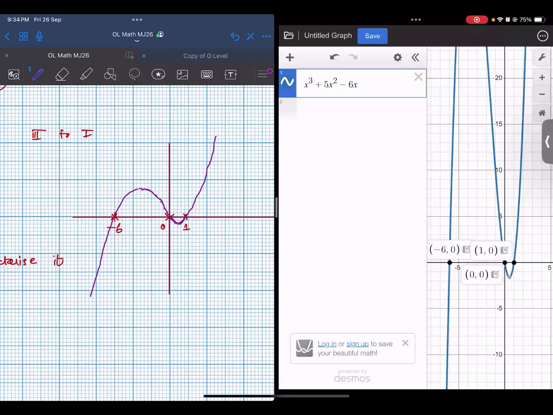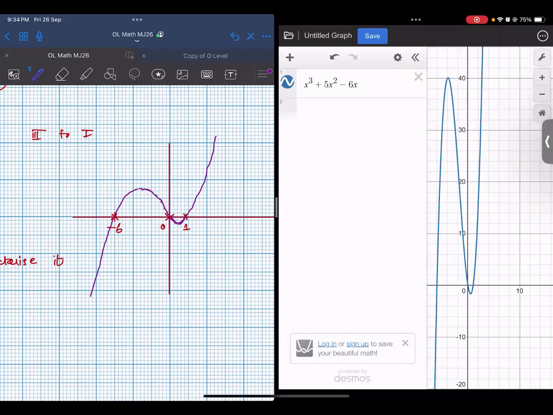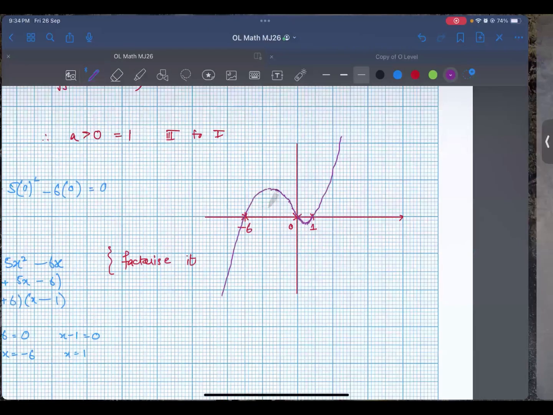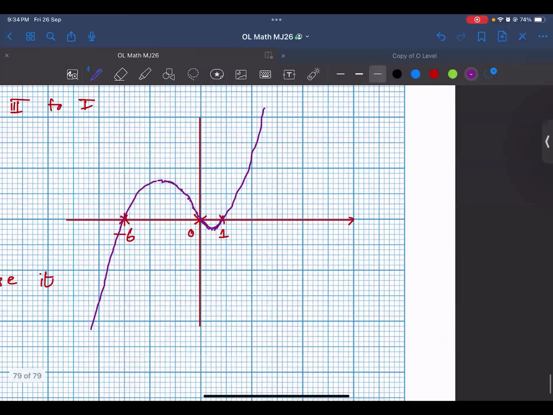So we found the 3 intercepts and the turning points. I will show you. This point is a turning point and this point is a turning point. The IGCSE students may be asked to find these turning points as well using differentiation. But others are not concerned. The shape is enough for them. These are the turning points.